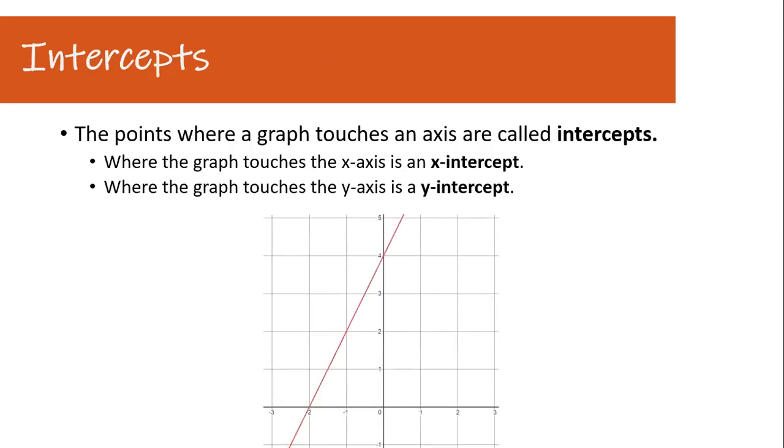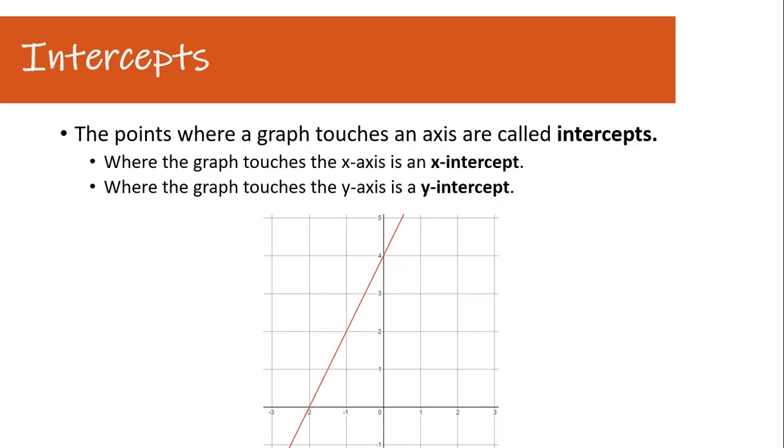Now, when we have any function, we can talk about its intercepts. And an intercept is just a fancy word to say it's the points where the graph touches an axis. So if it's touching the x-axis, remember that x is the horizontal axis, then we say it's an x-intercept. If it touches the vertical y-axis, it's a y-intercept. So it's an intercept of wherever it touches that axis.